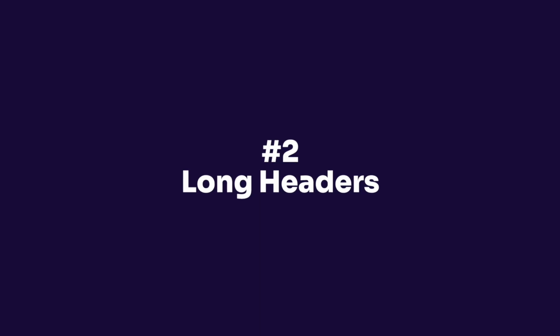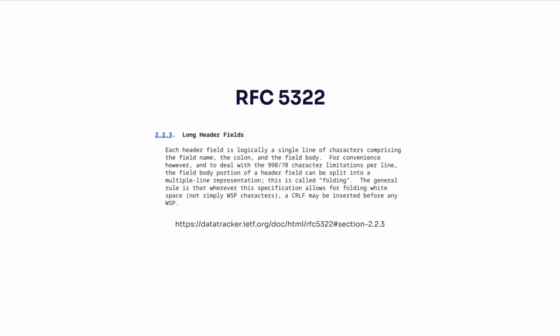Number two, header lines could be too long, not folded properly. Folding refers to properly wrapping long header lines to keep them within specified limits. RFC 5322 says each line of characters must be no more than 998 characters and should be no more than 78 characters, excluding the carriage return and line feed.